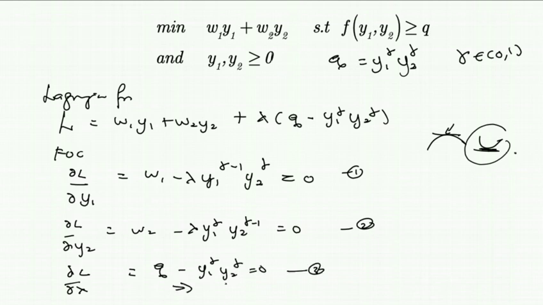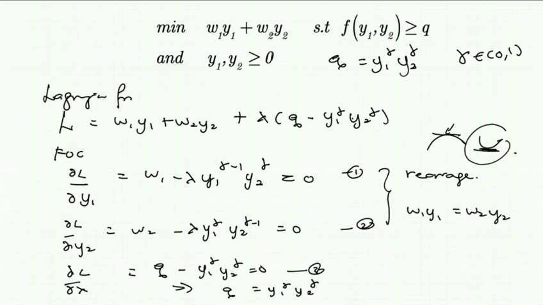Now from here we can simplify it even further. We can have Q equals Y1 to the gamma, Y2 to the gamma. Okay, now if you look at expressions 1 and 2 that we have obtained earlier, if you rearrange them, I'm not going to show you one by one, but what you get here is W1 Y1 equals W2 Y2. Why does it happen like this? Because in this case, our Cobb-Douglas function has symmetric powers, so we can obtain this. So let's call this expression 4.